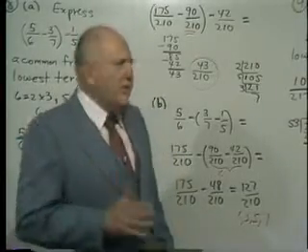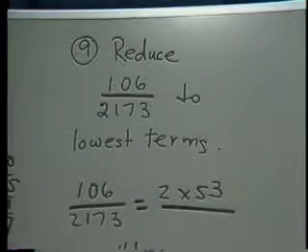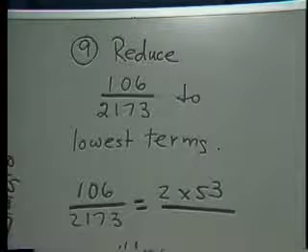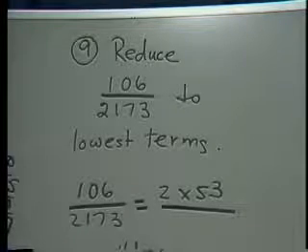Let me show you the trick to problem number 9. Problem number 9 says reduce 106 over 2,173 to lowest terms. You say, oh my gosh, 2,173. What in the world goes into that? And you could try trial and error, but let me show you a trick.